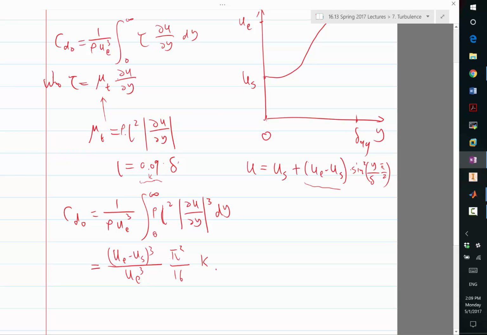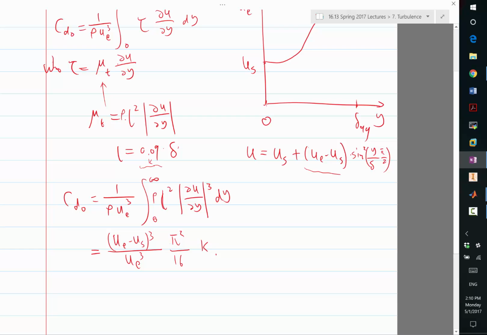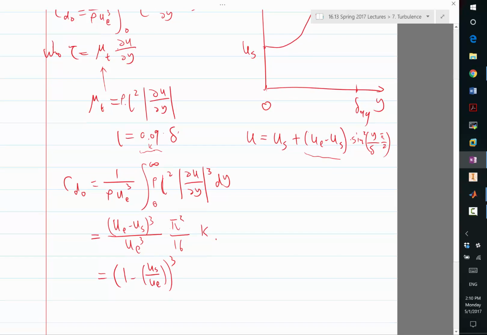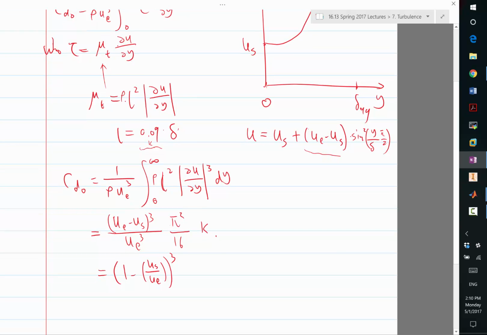So, kappa. Okay, so the outer dissipation coefficient is a function of the ratio of Ue and Us, right? Because you can write this as 1 minus Us over Ue to the third power, but it is independent of the skin friction coefficient. So that is times a constant kappa pi squared over 16.